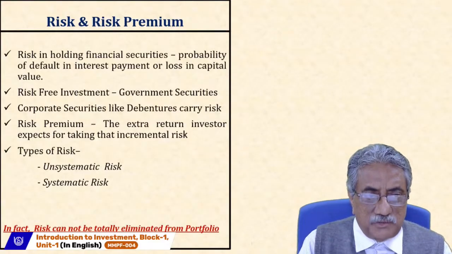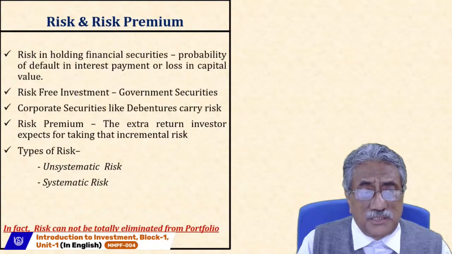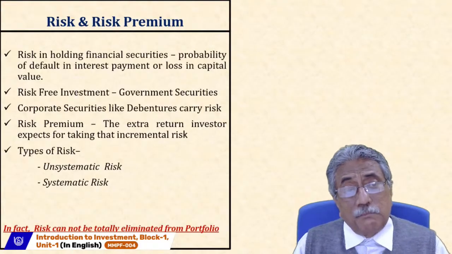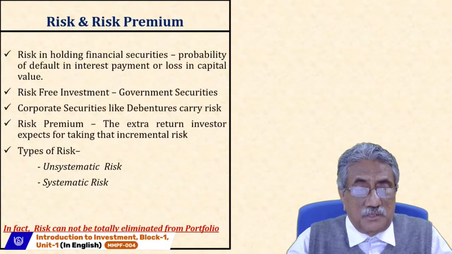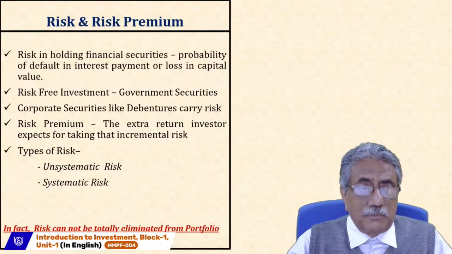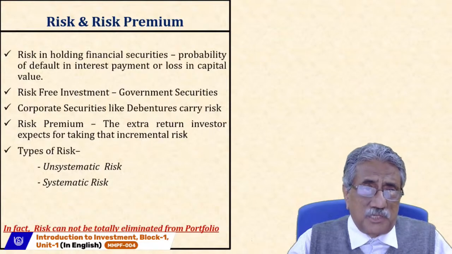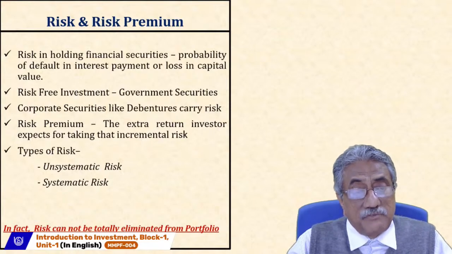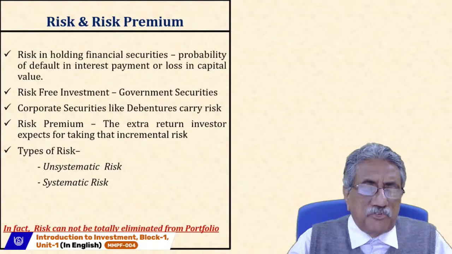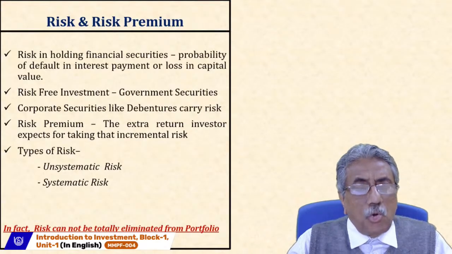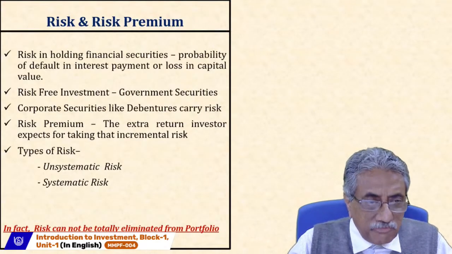Next, we come to systematic risk. Now, systematic risk is when all the companies suffer for some reason. Suppose a government decision, some law, like the US has declared a tariff. Of course, there are some items on which the tariff is not there, but this type of trade embargo affects all the companies.